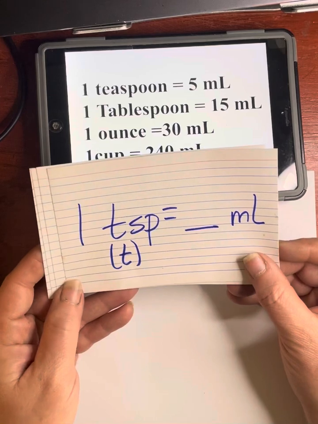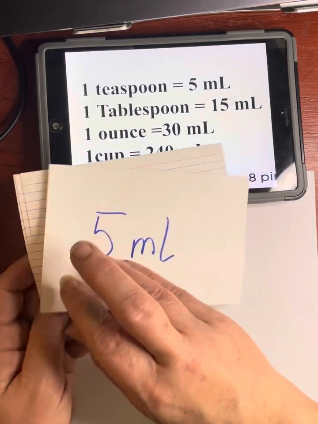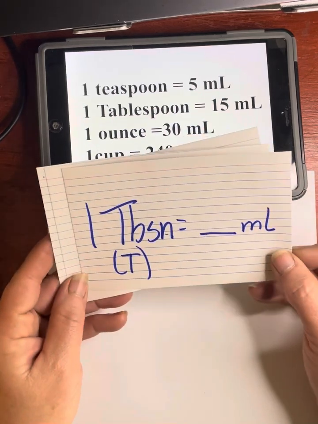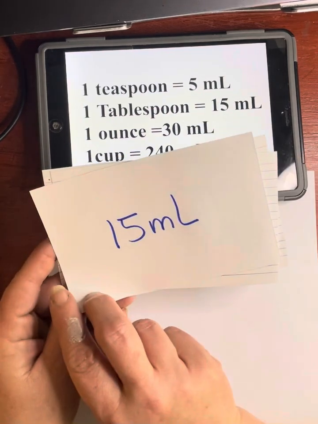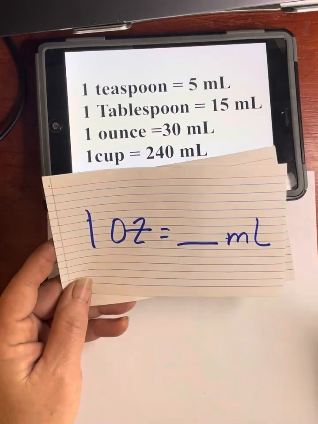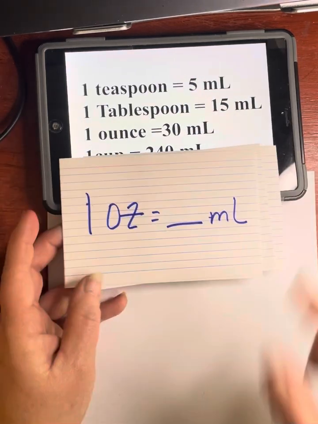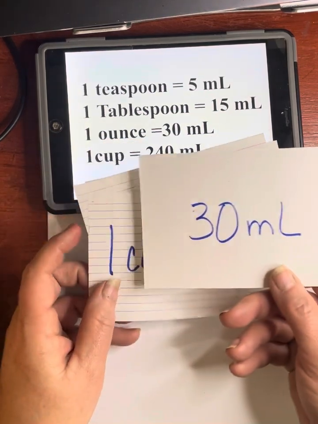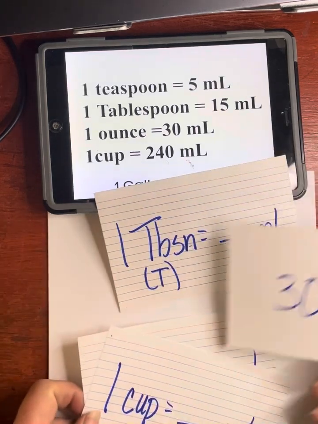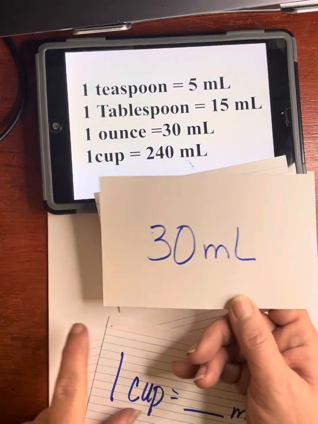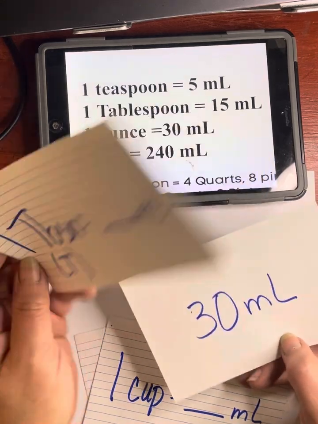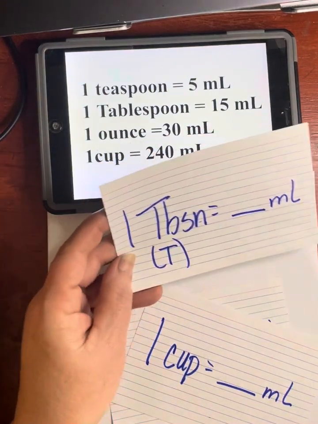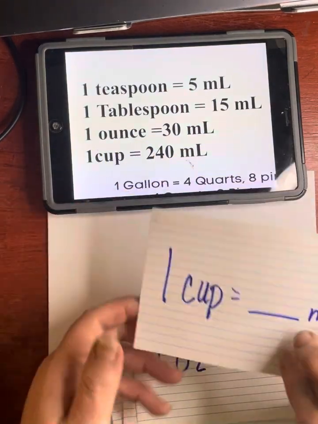But anyway, 1 teaspoon is 5 milliliters. A tablespoon, you know what I'm talking about, is 15. 1 ounce is, if I can flip it, 30 milliliters. So look, how many tablespoons would it take to make 30 milliliters? If 15, it would take 2 of them. You see that? I know it's kind of janky, but I told you don't expect perfection.